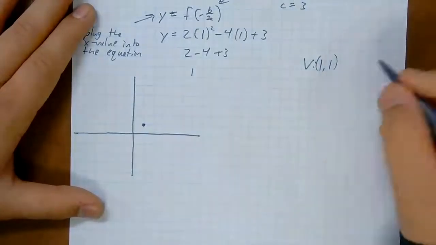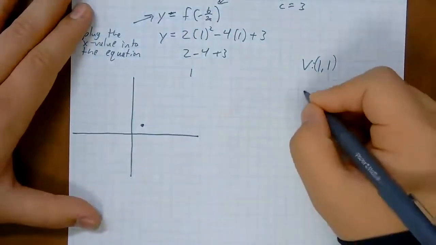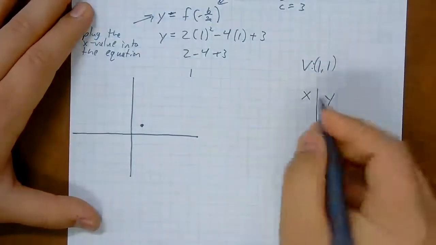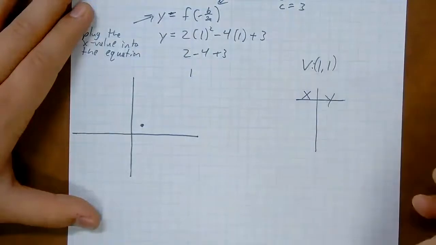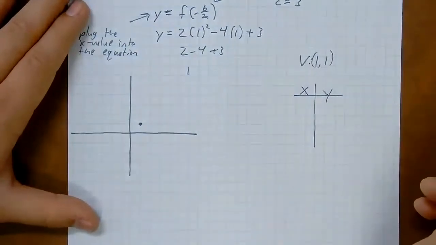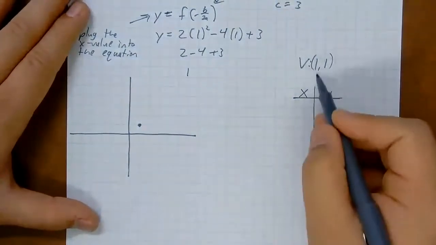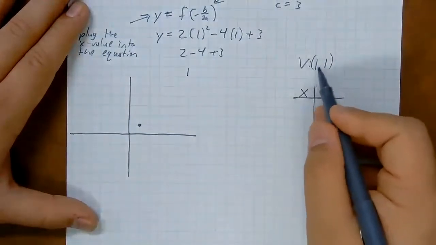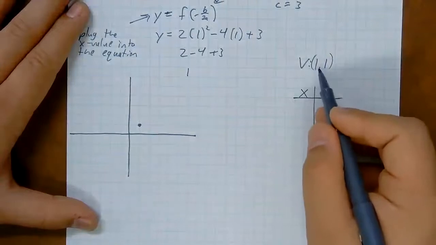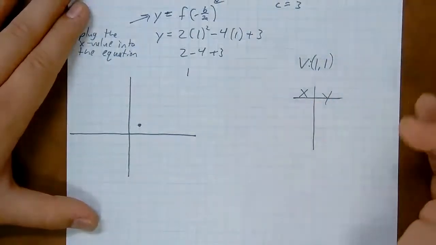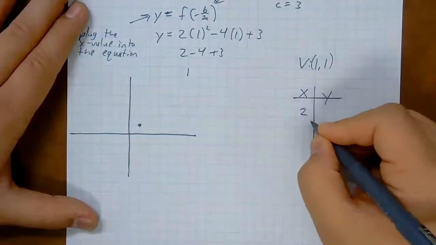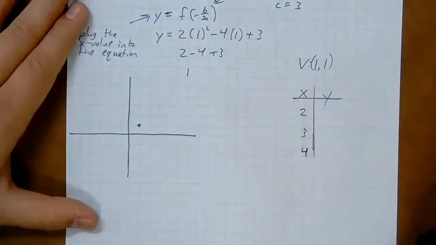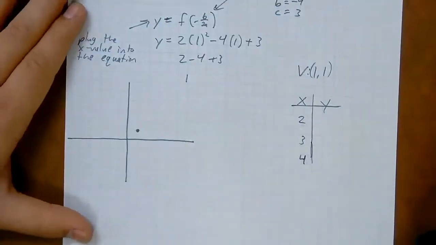Okay, from here, we're going to go back to our table, a simple XY T chart. We're going to pick values for x that are close to 1, in this case, because the x value of our vertex is 1. And we're just going to pick it on one side. So let's go with 2, 3, 4. That should be plenty.